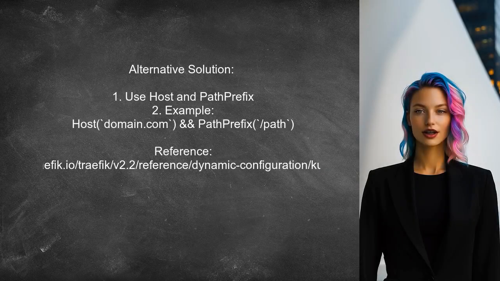An alternative solution for defining host and path front-end rules in Traefik suggests using the host and path prefix functions. If the path function doesn't work, you can combine host with path prefix to achieve the desired routing.